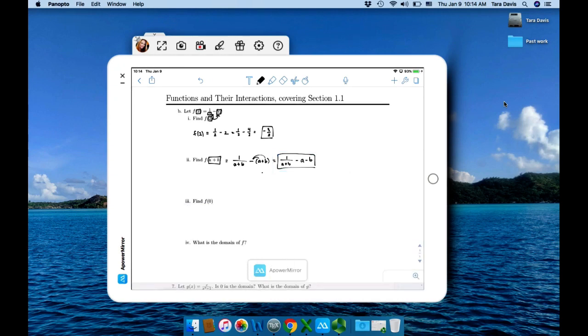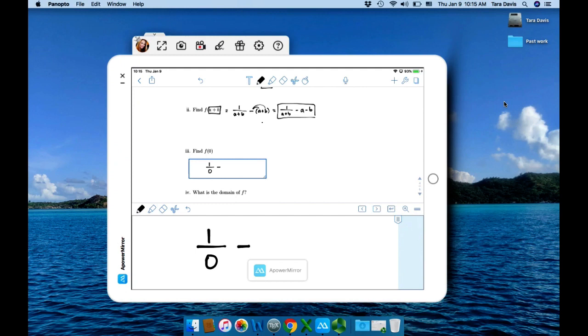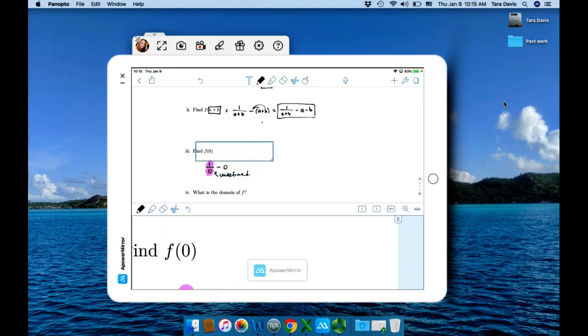And f of 0. So I go to plug in the 0. I have 1 over 0 minus 0. However, 1 over 0 is undefined. I cannot divide by 0. So what that means is that f of 0 is undefined. I cannot find it, okay? I cannot divide by 0.